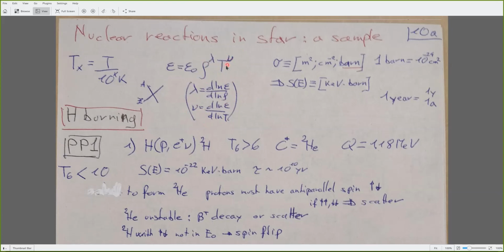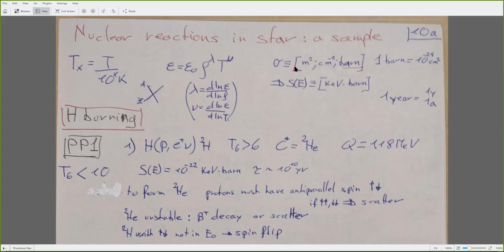Mainly, the dependency on the temperature can be really complicated. You have T to an exponent, or you have an exponential inside the temperature. Sometimes you have a fraction inside. So this is a simple way to obtain it.